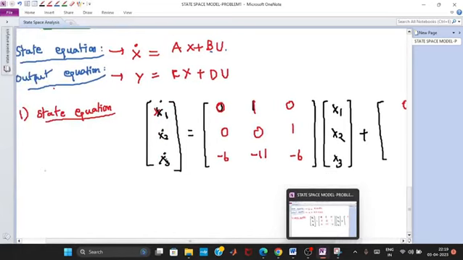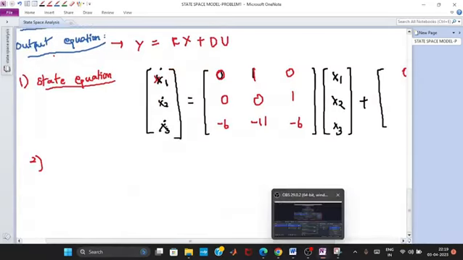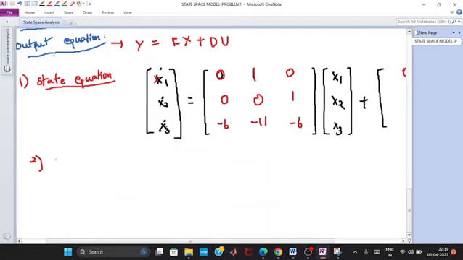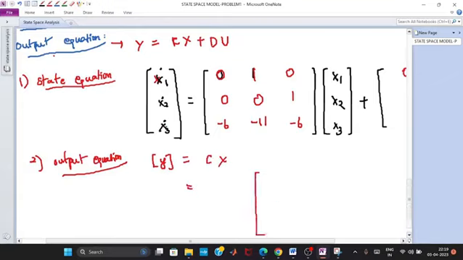So this is the state equation for the given differential equation, right? Now let me write down the other thing, the output equation. Any idea what the output equation could be? Since y is a single dimension, let me put it like this: y equal to Cx. Since d is not involved, y equal to Cx. For C, see here, x is a vector like x1, x2 and x3.